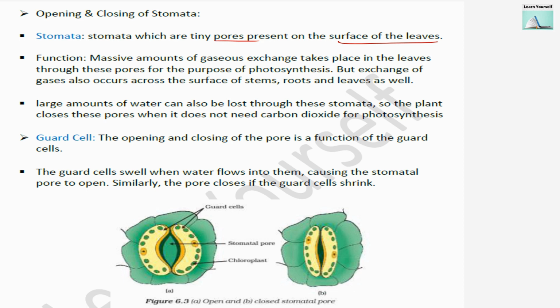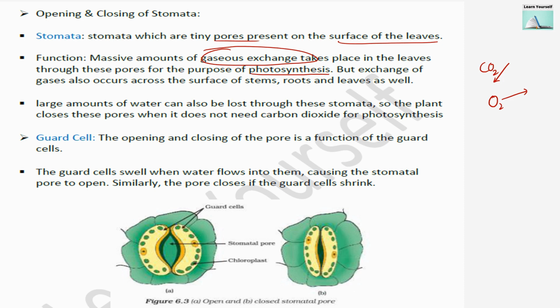So they are tiny holes, and what is its function? The massive amount of gaseous exchange takes place in the leaves through these pores for the purpose of photosynthesis. What is the meaning of gaseous exchange? Gaseous exchange means carbon dioxide absorption and oxygen removal into the atmosphere. This is gaseous exchange. Both processes will happen via stomata pores.